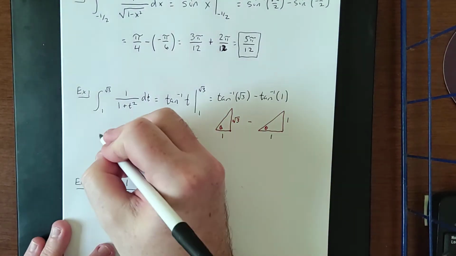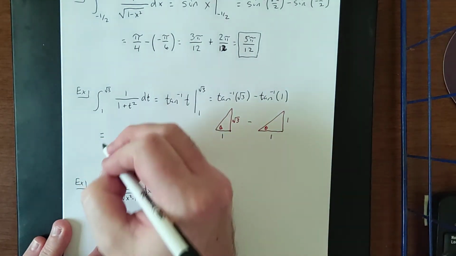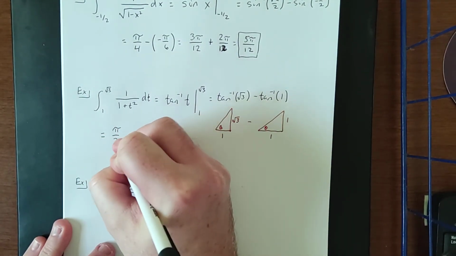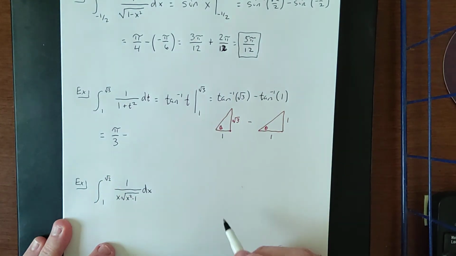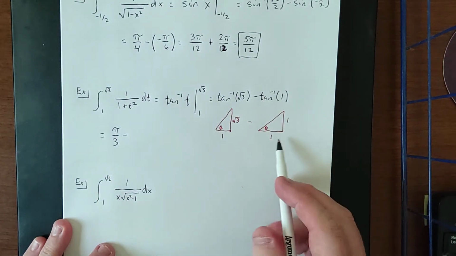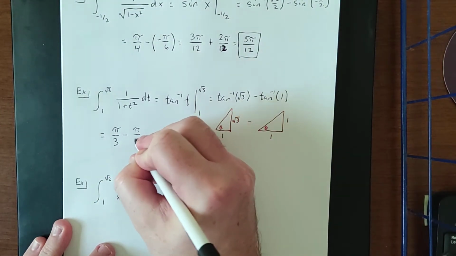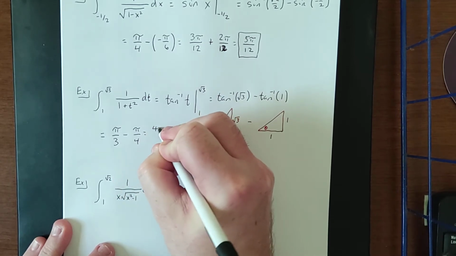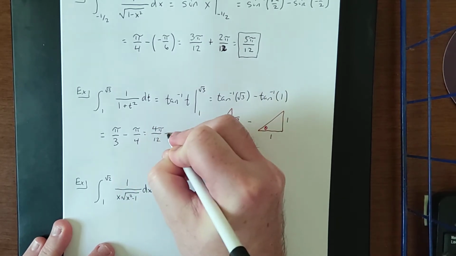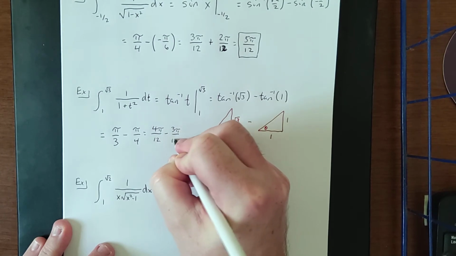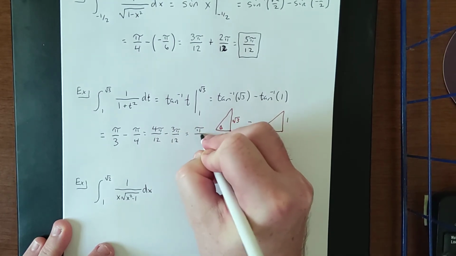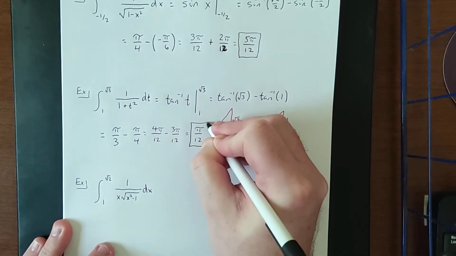Hopefully you have some right triangle skills under your belt and can recognize that the first angle is pi over 3, and that the second angle that we have over here is pi over 4. Once again, if you get a common denominator for these as being 12, that'll be 4 pi over 12 minus 3 pi over 12, for a final answer of pi over 12.